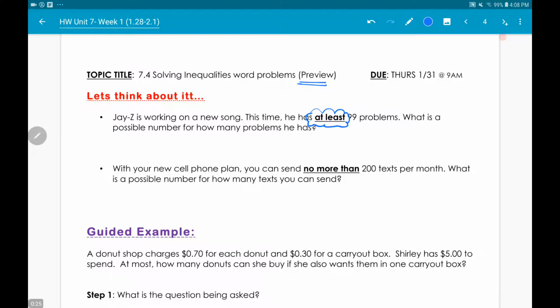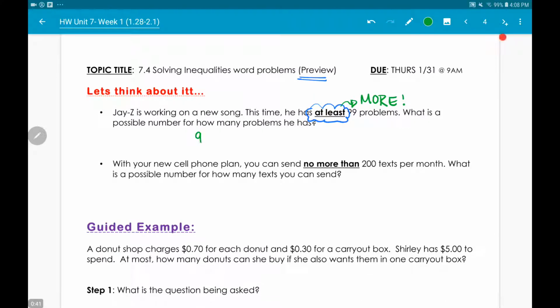So we want to think about the word at least. At least 99 problems. So does that mean more or less? So it actually means more. At least means I want that number, so I want 99 or 100 or 101, 102. So he has at least 99 problems. That means he has 99 or more.